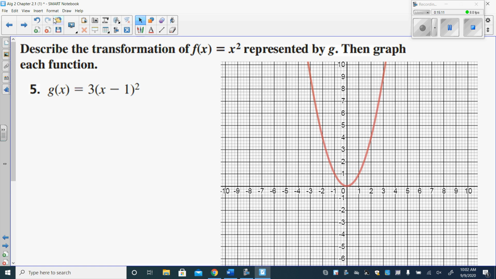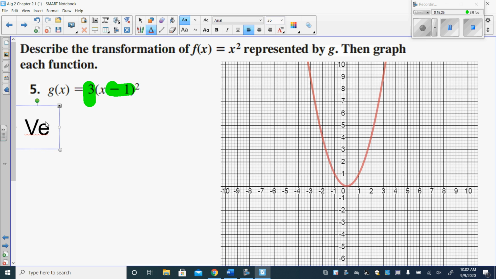Now this here is a little bit different. We don't have a reflection, and the reason I know that is because the 3 is positive. But this time we have -1 inside the parentheses. So we still have two transformations going on here. So let's look at the 3 first.